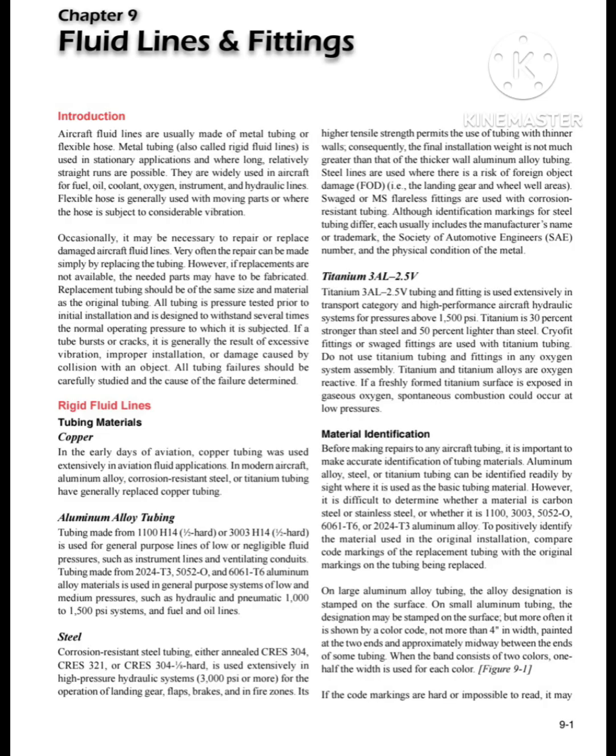To positively identify the material used in the original installation, compare the code markings of the replacement tubing with the original markings on the tubing being replaced. On large aluminum alloy tubing, the alloy designation is stamped on the surface. On small aluminum alloy tubing, the designation may be stamped on the surface, but more often it is shown by a color code, not more than 4 inches in width, painted at the two ends and approximately midway between the ends of some tubing. When the band consists of two colors, one half of the width is used for each color.